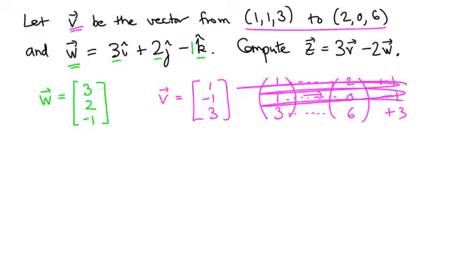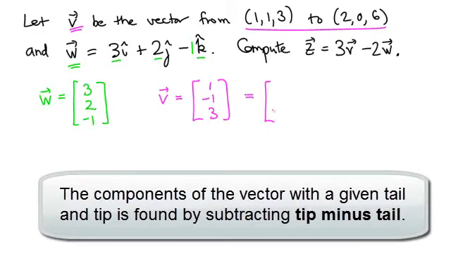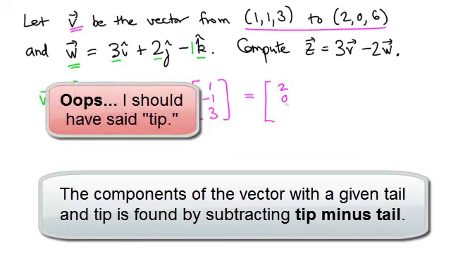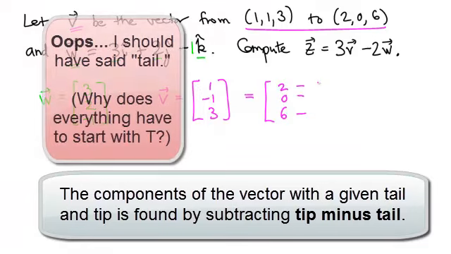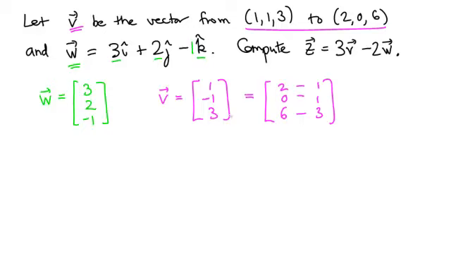Alternatively, you might remember from the last section that we compute in R2 the vector from tail to tip by taking the tip and subtracting the tail. And you'll notice that 2 minus 1 is 1, 0 minus 1 is -1, and 6 minus 3 is 3. What worked in R2 is going to work over here in R3 as well. This is the good utility of these vectors. So now that we have these two pieces, we can go and compute z.